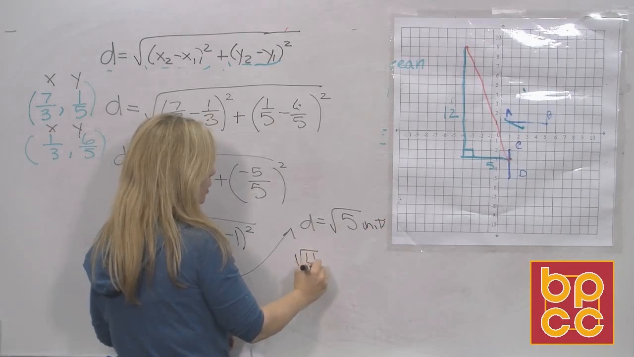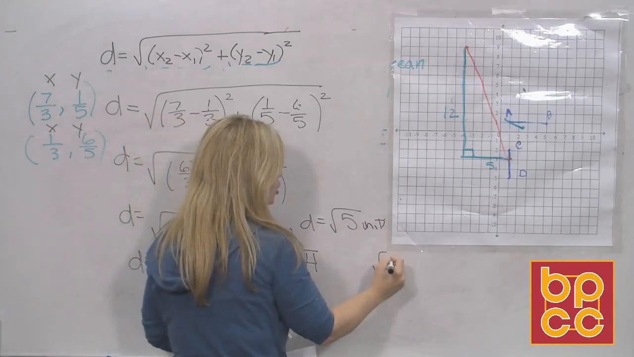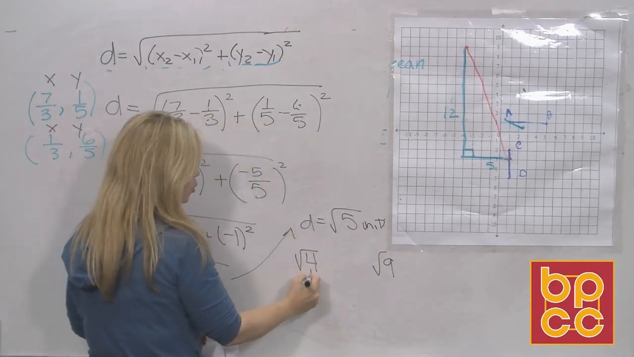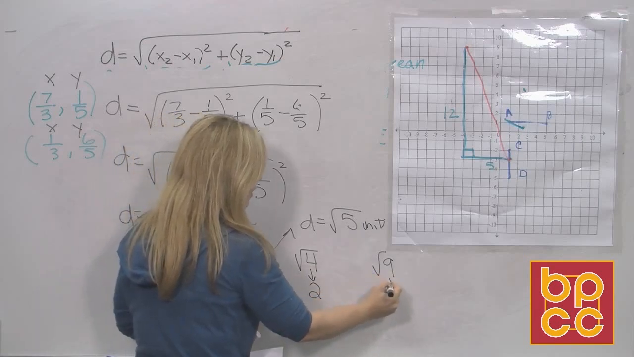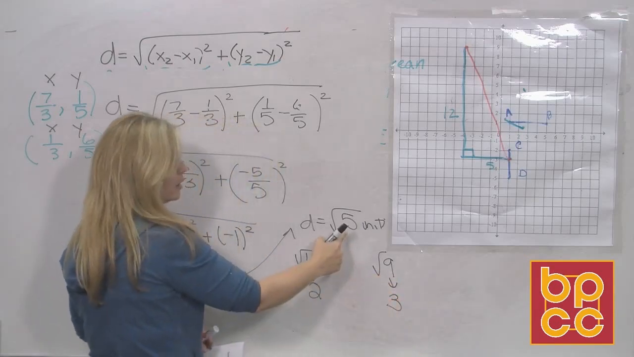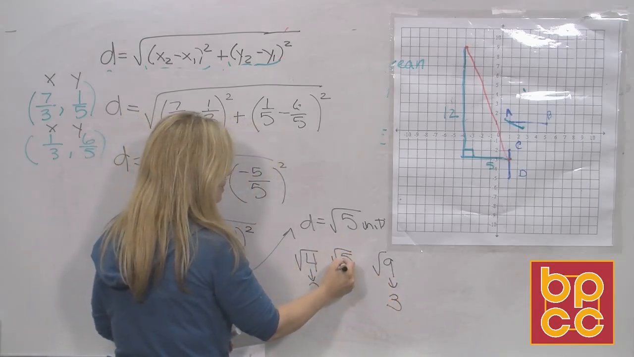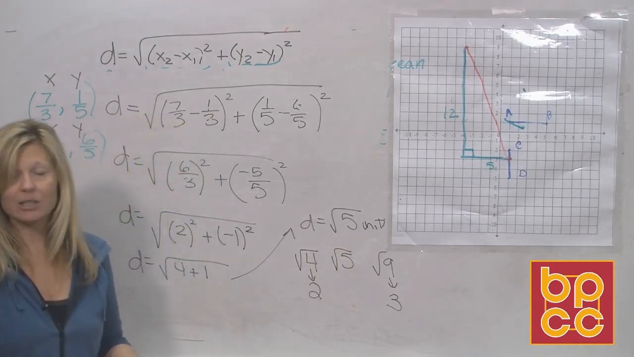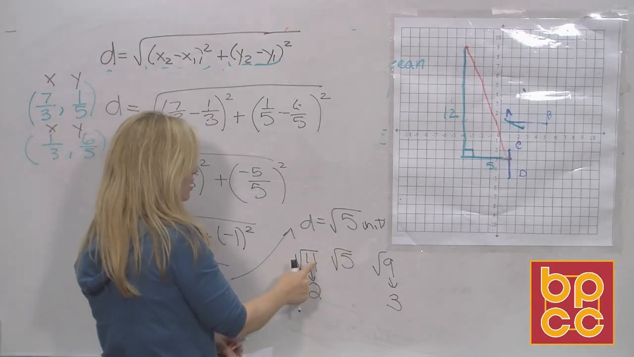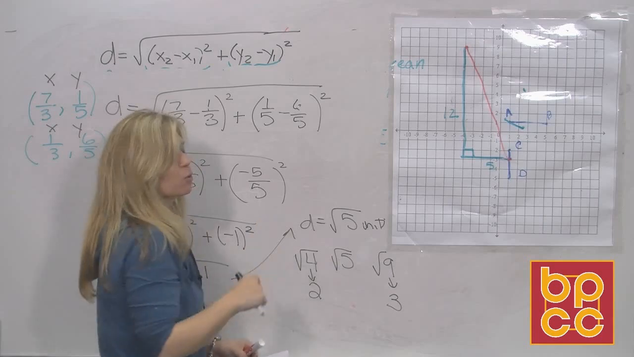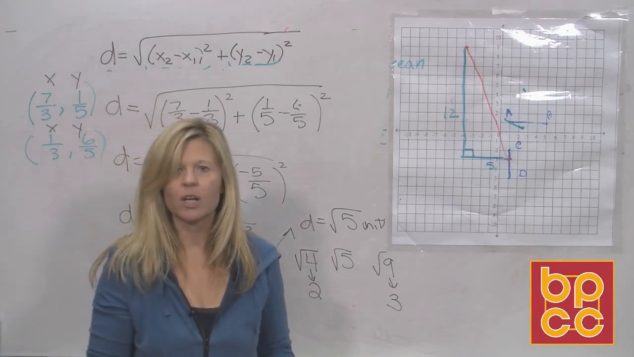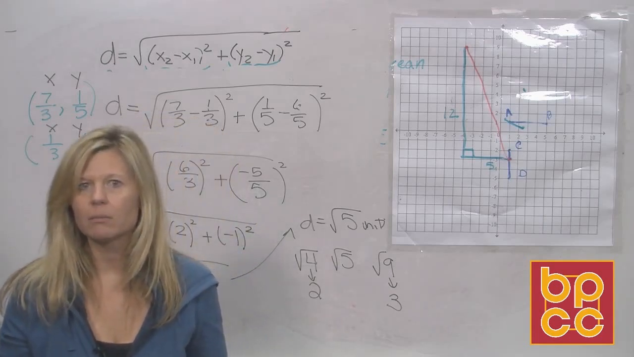I know I could square root 4, and I know I could square root 9. I know the square root of 4 is 2, and the square root of 9 is 3. The square root of 5 would be somewhere in the middle of that. Not exactly 2.5. Square root of 5 is closer to square root of 4. So if I type square root of 5 in my calculator and get a decimal, it's probably like 2.1 something.